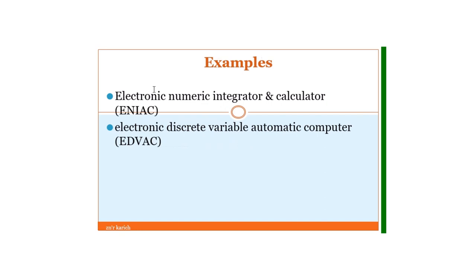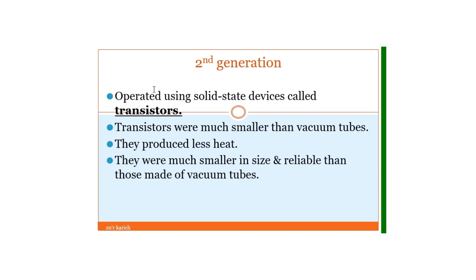Examples are the Electronic Numeric Integrator and Calculator and the Electronic Discrete Variable Automatic Computer, the ENIAC and the EDVAC. The second generation computers operated using solid state devices called transistors. Transistors were much smaller than vacuum tubes, and they produced less heat. They were also smaller in size and more reliable than those made of vacuum tubes.